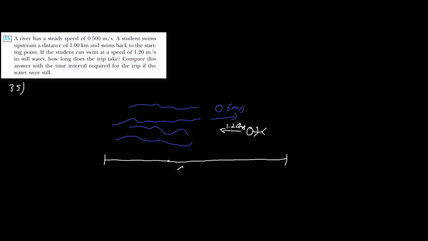And this is traveling at a distance of 1 kilometer. All right, so the student swims upstream at a distance of 1 kilometer and swims back to the starting point. So you can imagine that the overall speed of this guy is really just going to be 1.20 meters per second minus 0.5 meters per second over the course of whatever time it takes to swim 1 kilometer, which we can find.